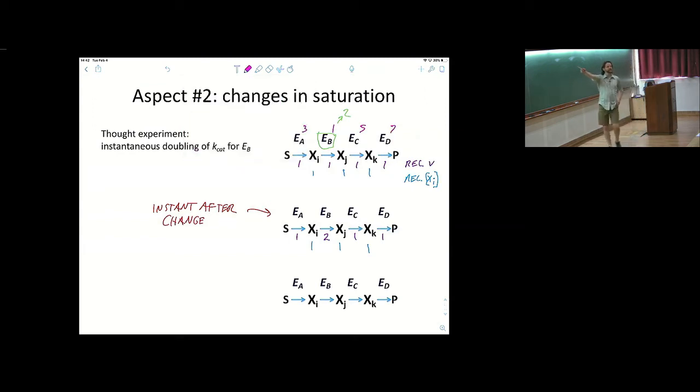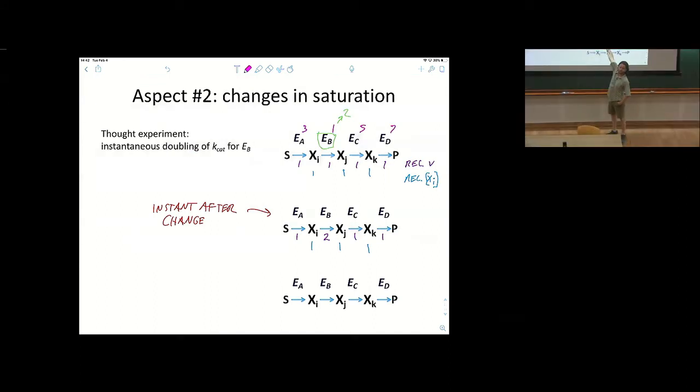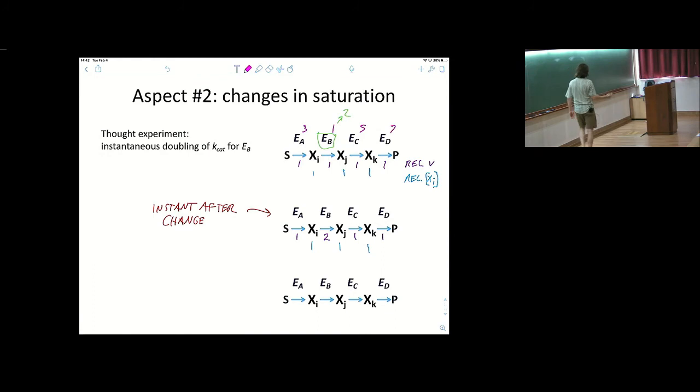Is this a steady state? No. This is happening twice as fast. So it's outrunning this one, and it's overrunning that one. So what's going to start to happen? Now, it's going to cause this guy to build up, and that guy to be drawn down.